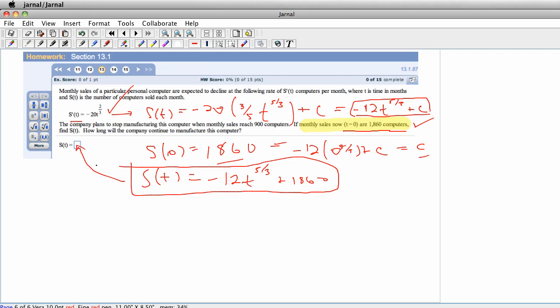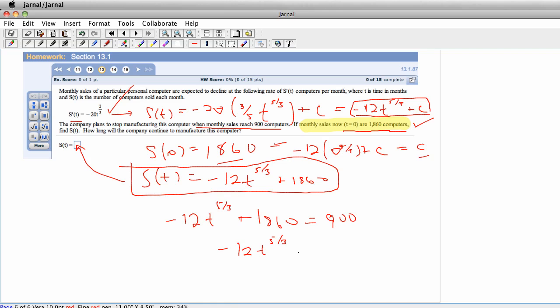But it actually asks us, how long will the company continue to manufacture this computer, when we're told that they're going to stop when monthly sales slow down to 900 computers per month. So to find out when that happens, I've got to take my sales formula. This is telling me what my sales are in any given month, set it equal to 900, and then solve for t. Find what month that's going to happen.